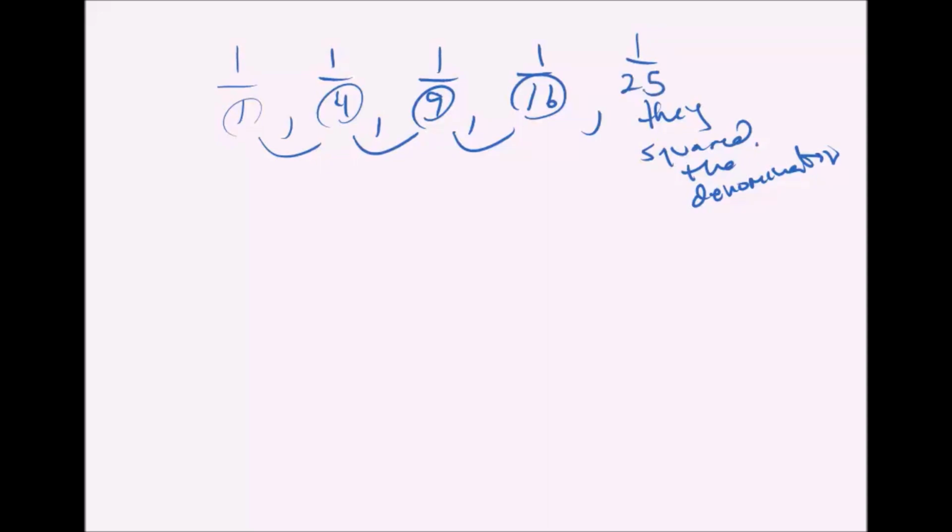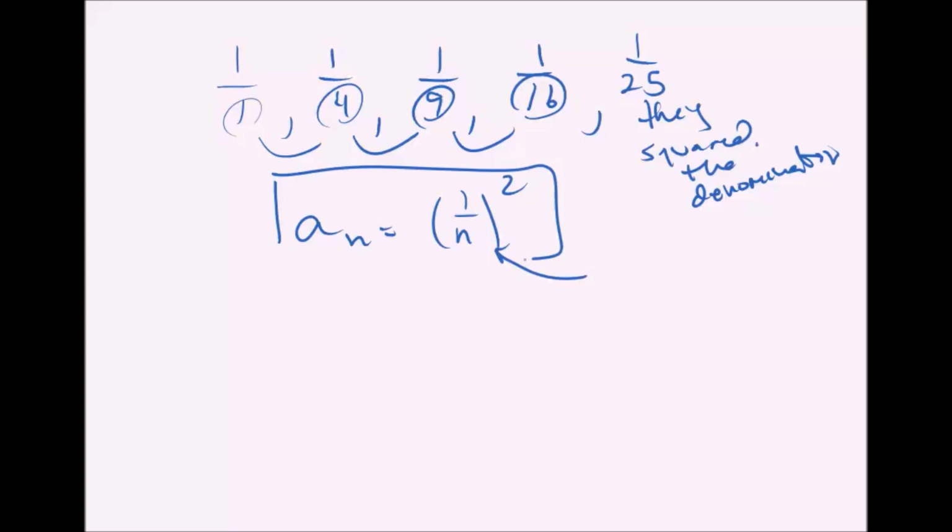And now we're going to need to come up with a rule for how they got here. This is the tricky part. So we're going to start with a sub n, and we know they squared something, they squared the denominator. So whatever it was, they squared it. So when the domain was 1, they squared it, and they got 1 over 1. When the domain was 2, they squared it, and they got 1/4. When it was 3, they squared it and got 1/9. So this is the equation to represent this sequence that they've given us.